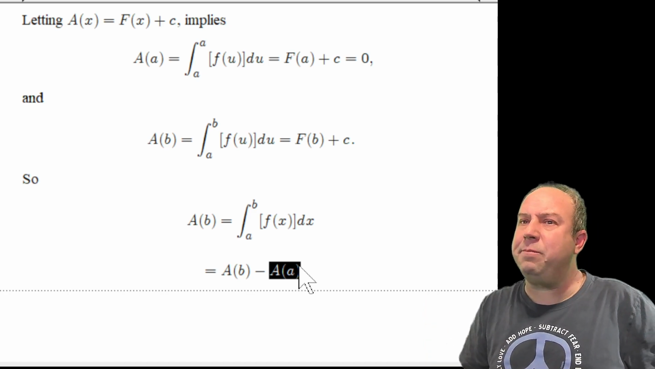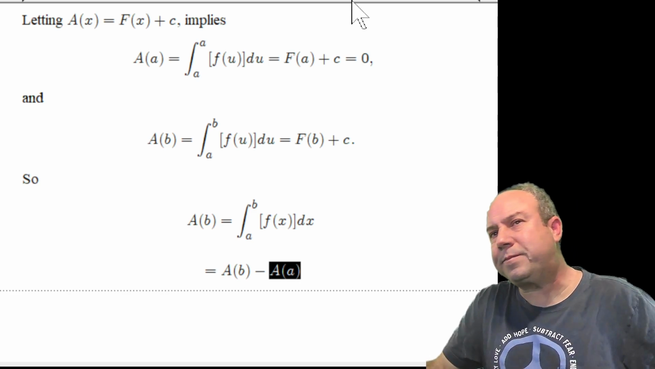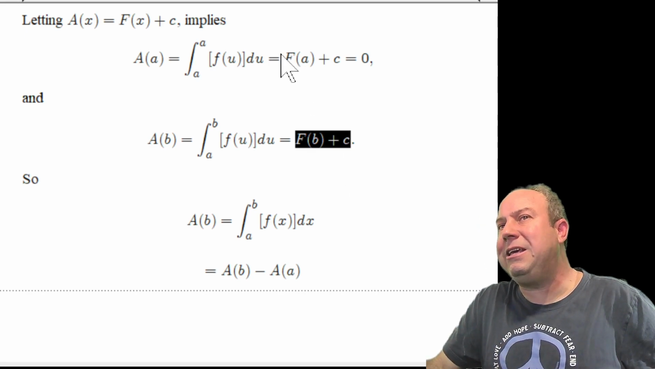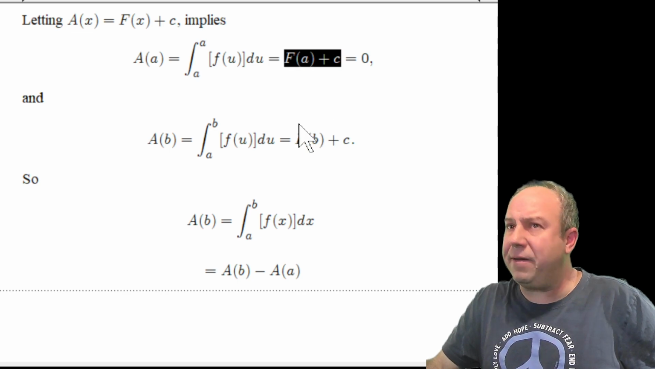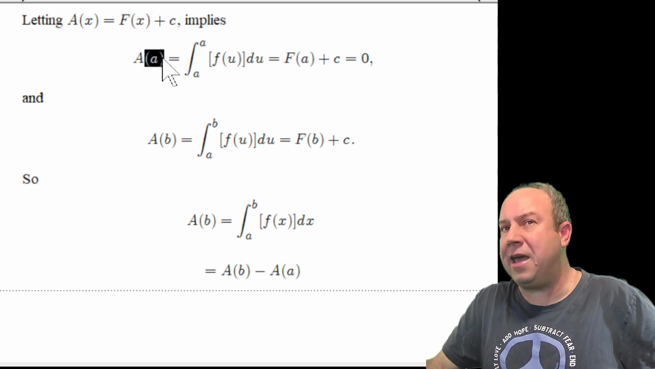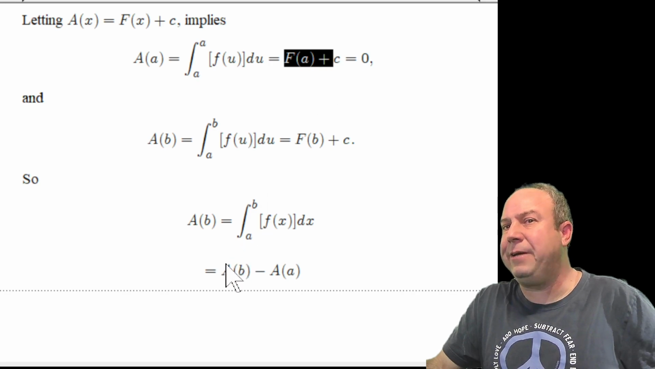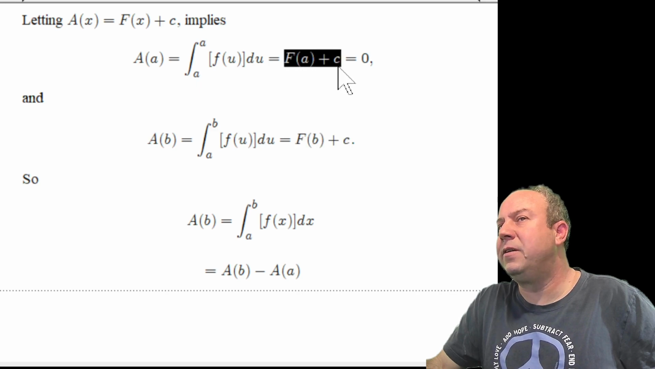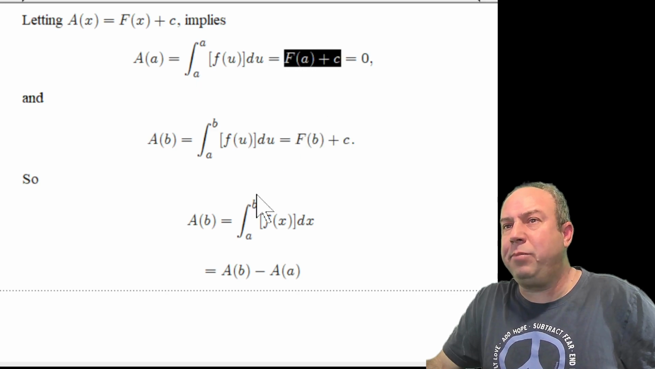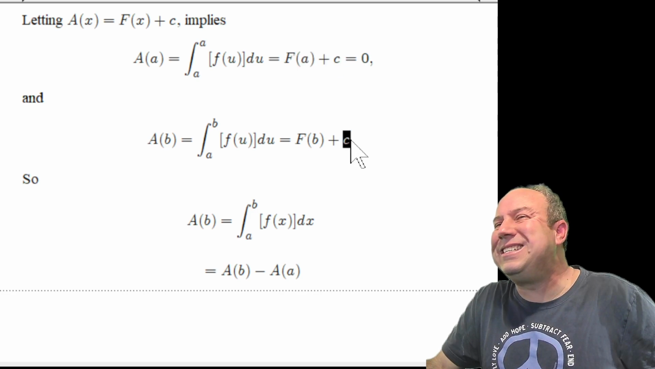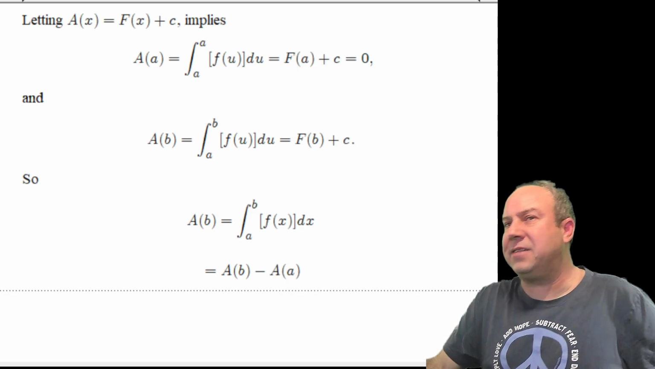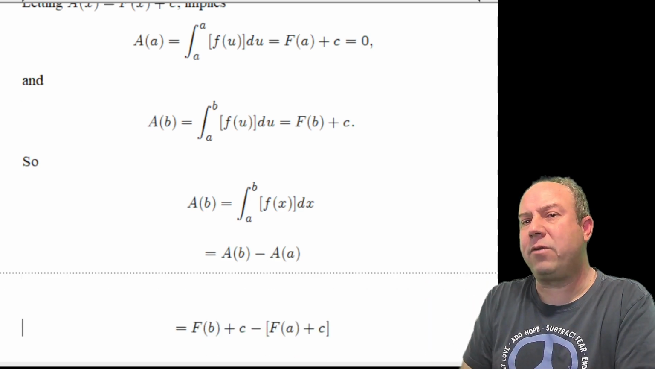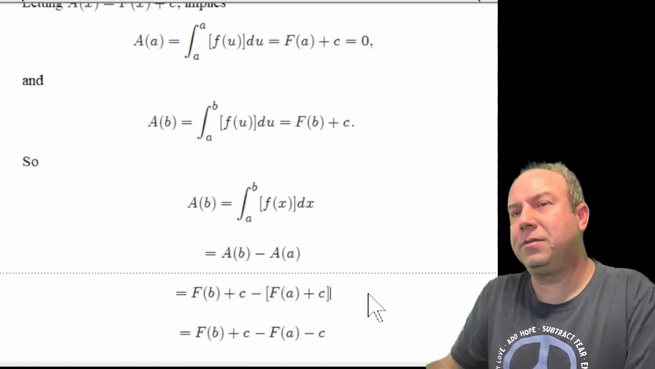So if I have cap A at b minus cap A at a, and cap A at b is cap F at b plus c, and cap A at a is cap F at a plus c, I can replace these two quantities in terms of the antiderivative of f regarding a and b, where we have this constant value of c as that common difference between cap A and cap F. And if I replace those, I'll end up with this statement here.